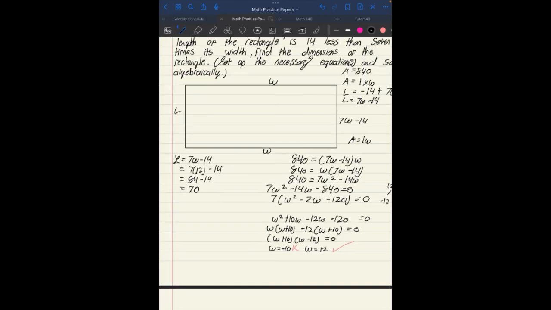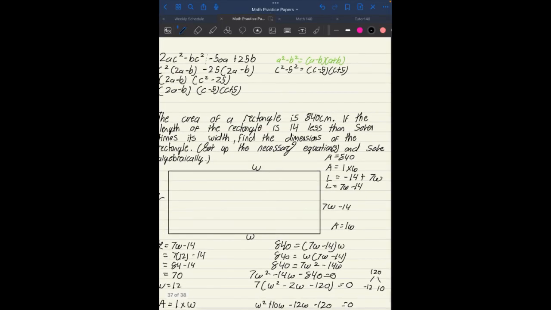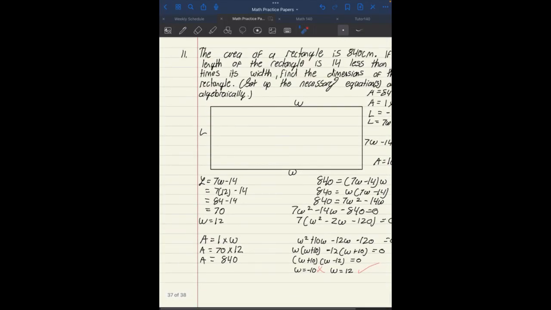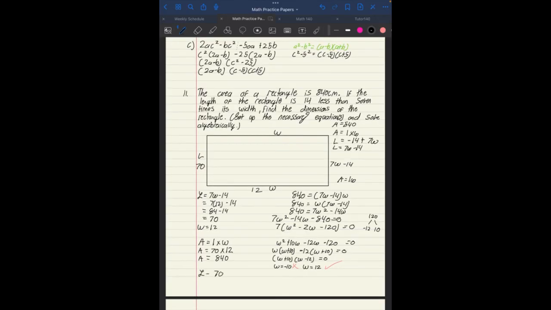And our width is 12, right? So area equals length times width. So area is equal to length is 70 and our width is 12. 840. Area is equal to 840. And in the original equation, the area of a rectangle is 840. So our length is 70 and our width is 12. That's our final answer.